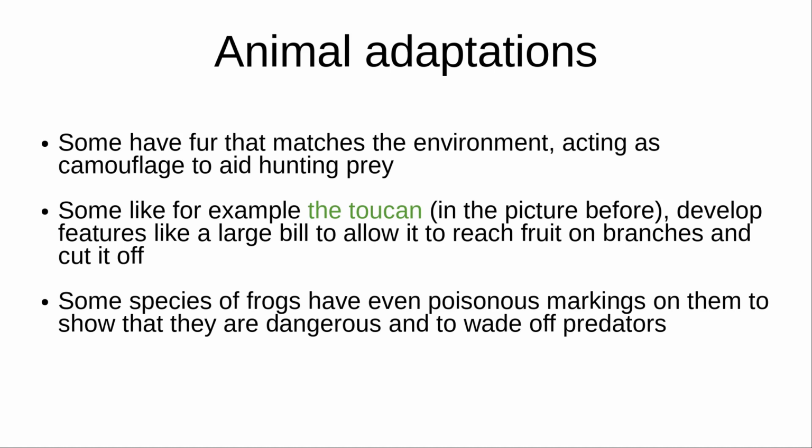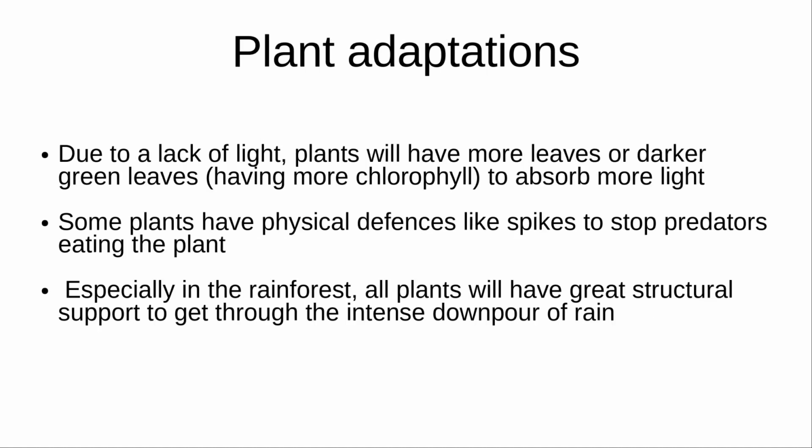Plants will mainly have adaptations to secure their survival. Due to a lack of light, plants will have more leaves or darker green leaves, having more chlorophyll, to absorb more light better. Furthermore, some plants have physical defenses like spikes to stop predators eating the plant. Especially in the rainforest, plants will have great structural support to get through the intense downpour of rain.